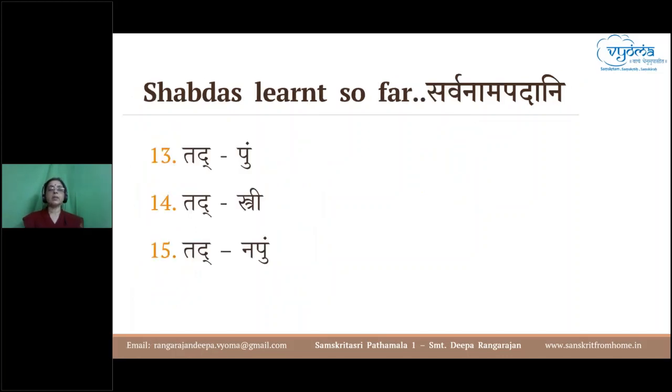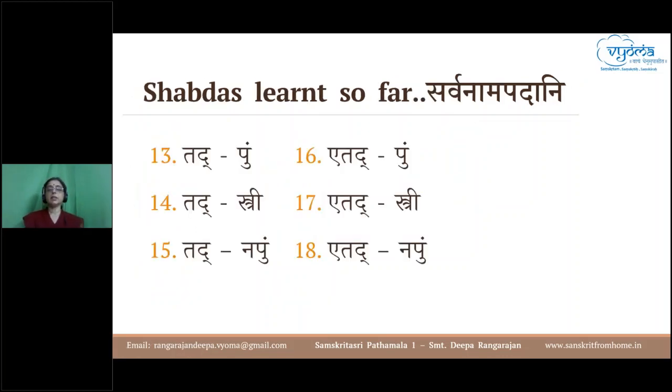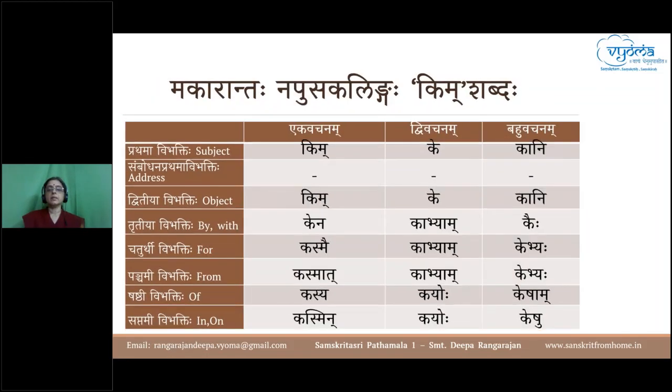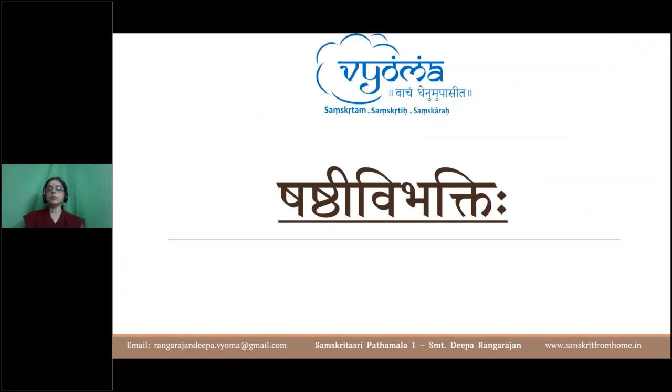Sarvanama padas, we have learned Tad Shabda, Etad Shabda, Asmad, Yushmad and Kim Shabdas. Only Idam Shabda is remaining. We will do that in the next class. Today we will just revise the new Shabdas that we learned, namely the Asmad, Yushmad and the Kim Shabdas. But that we will do towards the end. We will go directly to Shashti Vibhakti.